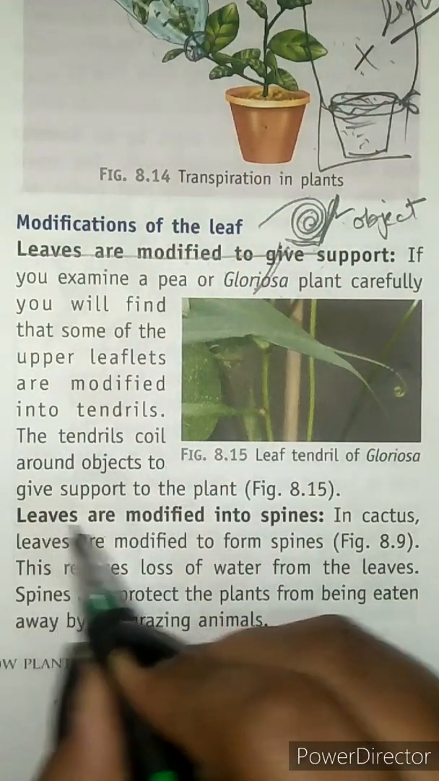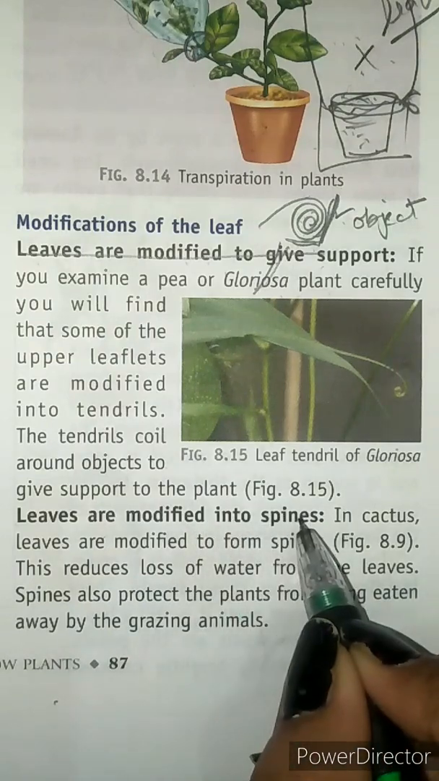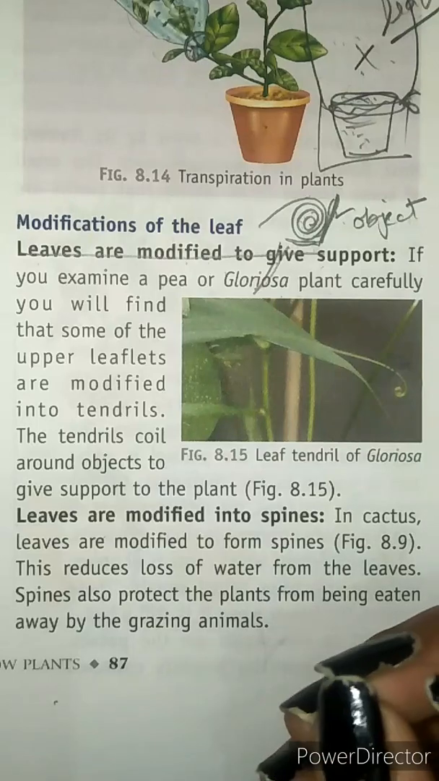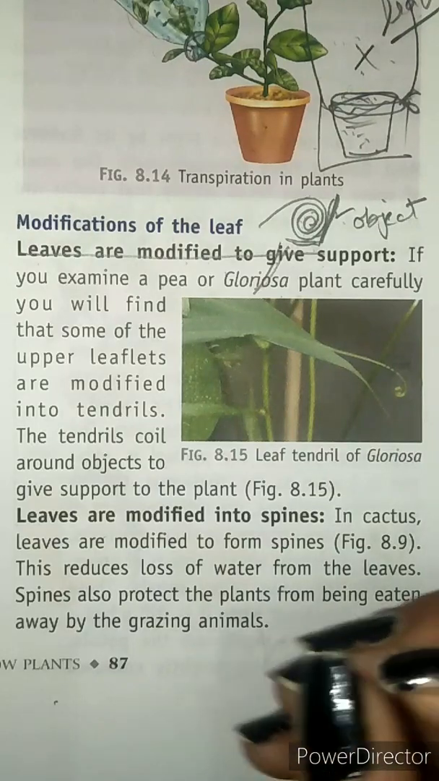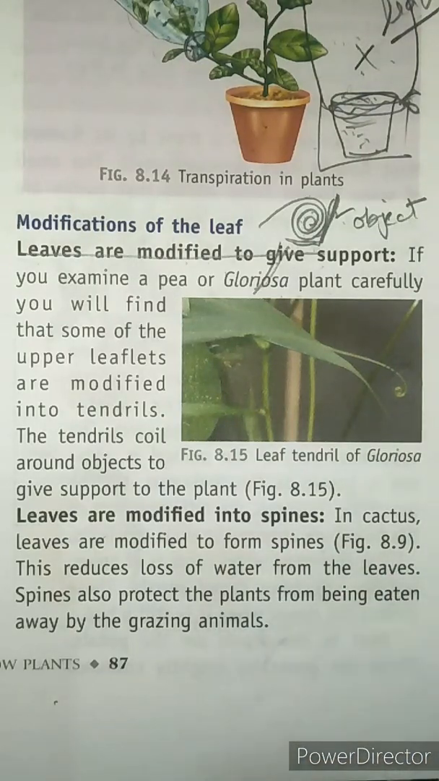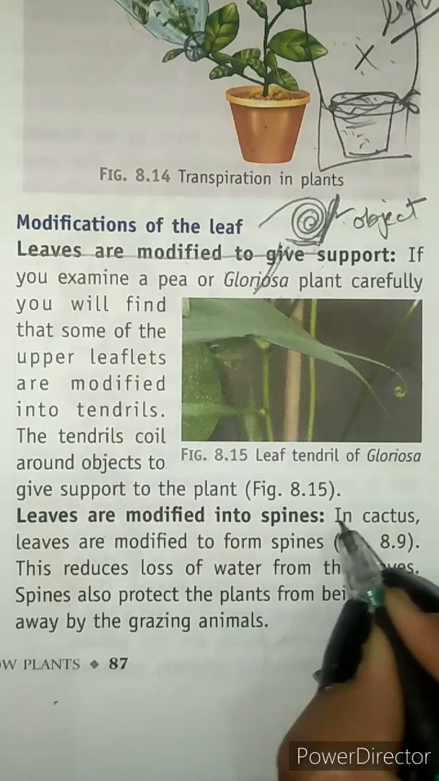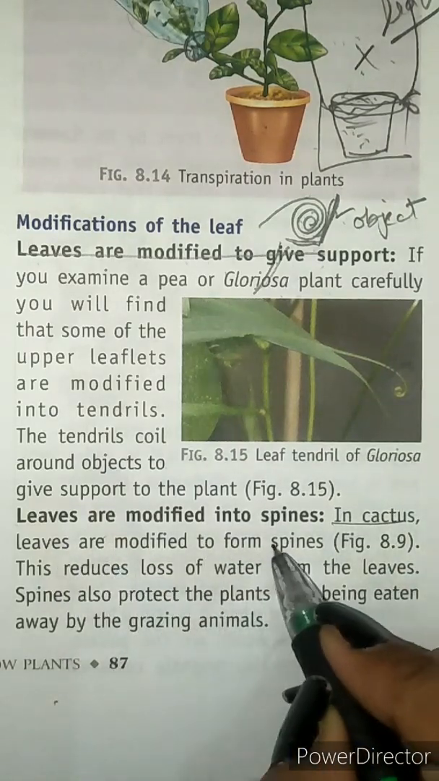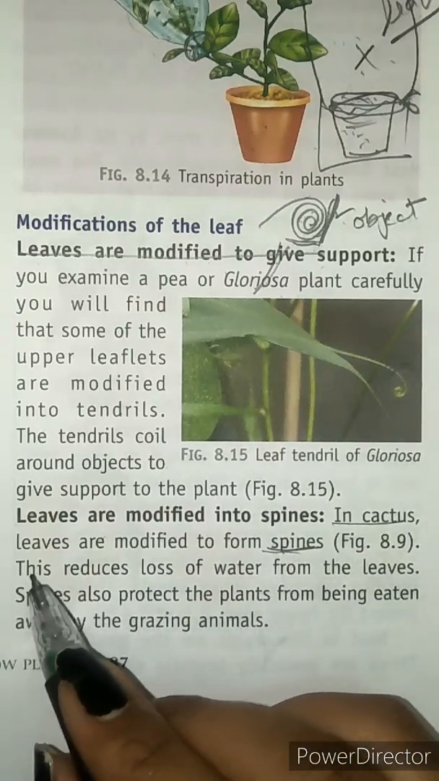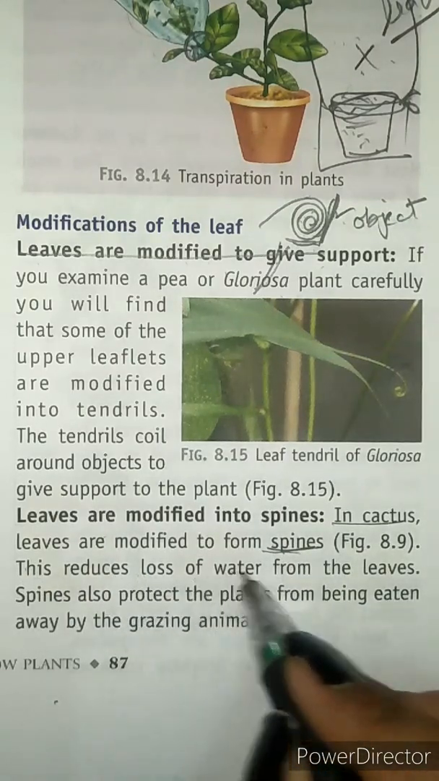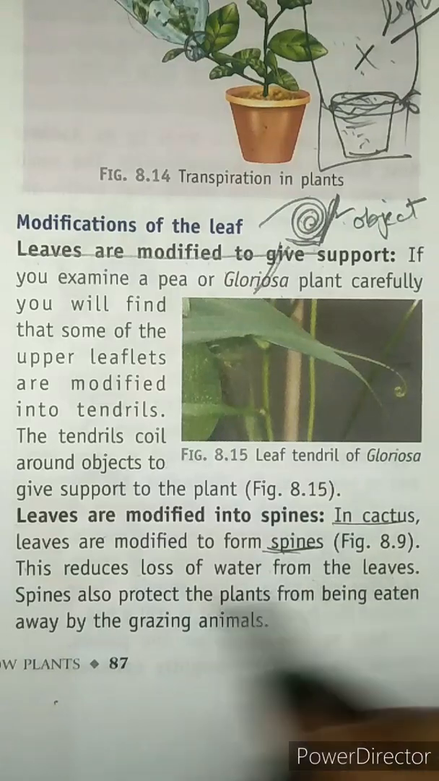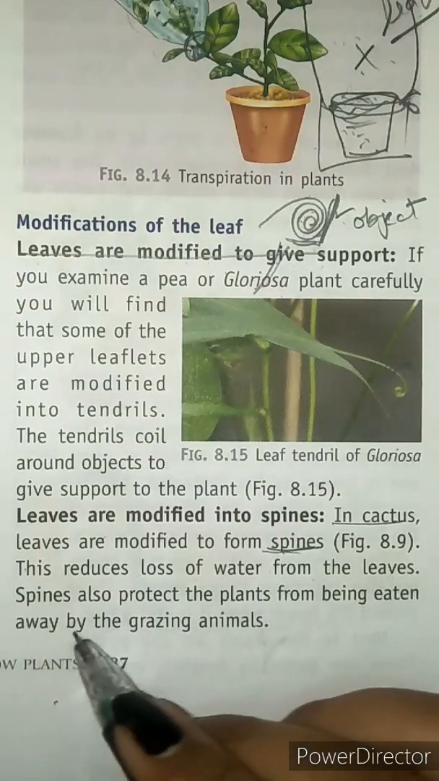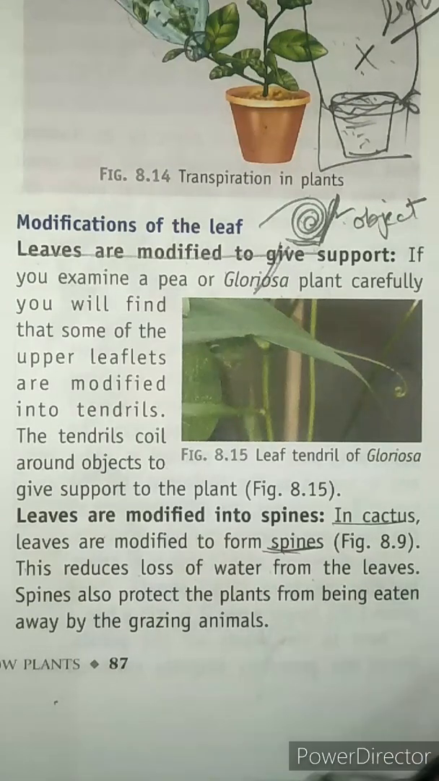Next we have leaves modified into spines. Spines means small spiky arrangements of the leaves present on the stem. You can take the example of a cactus. In cactus, leaves are modified to form spines. Clear? And this reduces loss of water from the leaves. Spines also protect the plants from being eaten away by grazing animals.